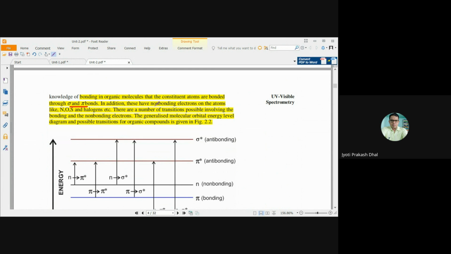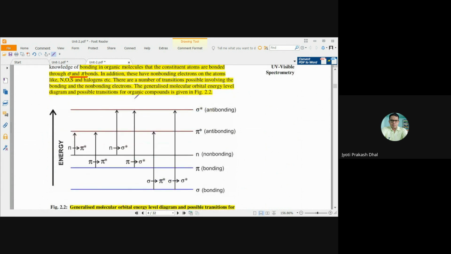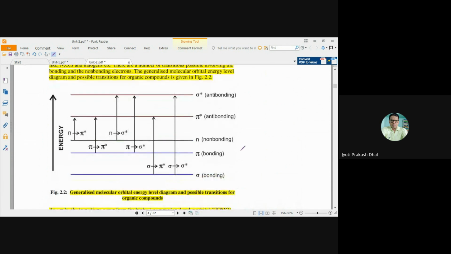These non-bonding electrons are denoted as n. And sigma bonding electrons are denoted as sigma. Pi bonding electrons are denoted as pi. So the generalized molecular orbital energy level diagram and possible transitions of the different organic compounds is given here.